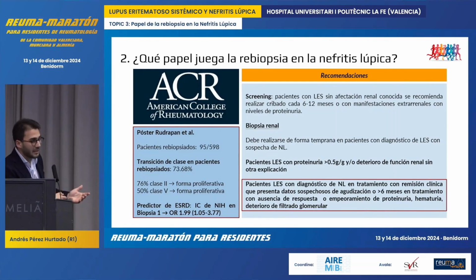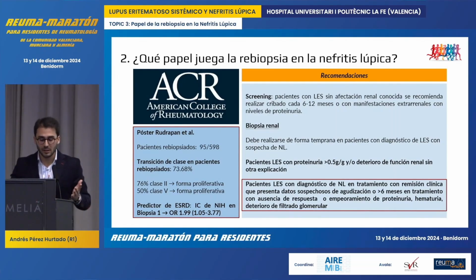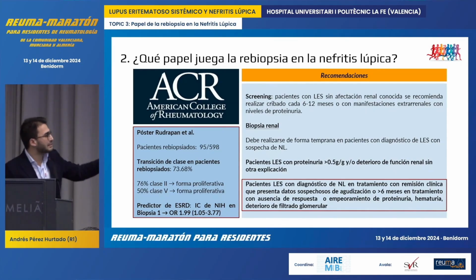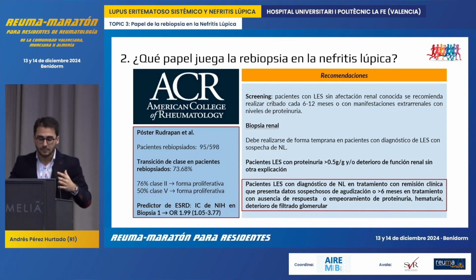And well, recently, as some of my colleagues have mentioned, the ACR took place in Washington. There, in addition to new recommendations for the treatment of lupus nephritis, some insights were also shared regarding their recommendations on when to perform a biopsy. Not so much about rebiopsy, but rather about biopsy in general. And well, regarding the part that concerns me in this section, it's simply that I want to refer to the part that's in red, right?